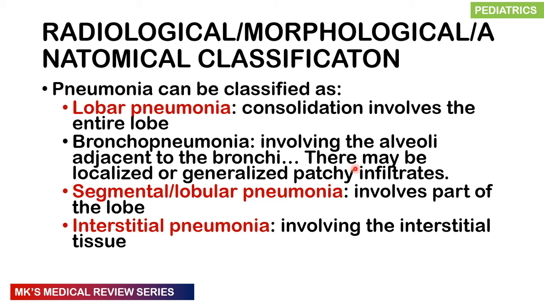And you may also get segmental or lobular pneumonia involving parts of a lobe, as well as interstitial pneumonia, which involves the interstitial tissue. So you just get these prominent lung markings.